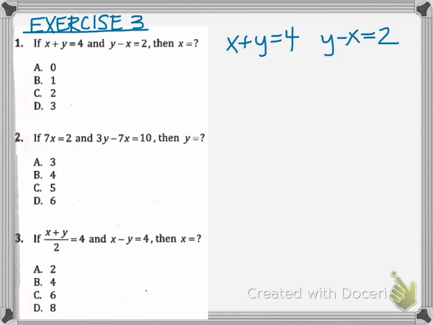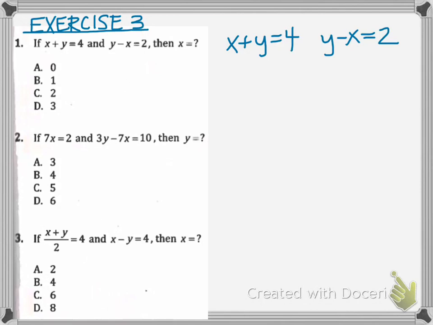So the method that a lot of students like is the elimination method, and that's where you line the equations on top of each other, and then you add them together, and you get another little equation. They have to be in the same form, though.